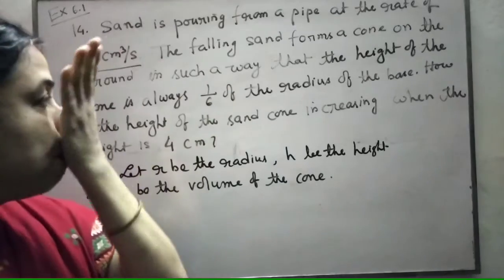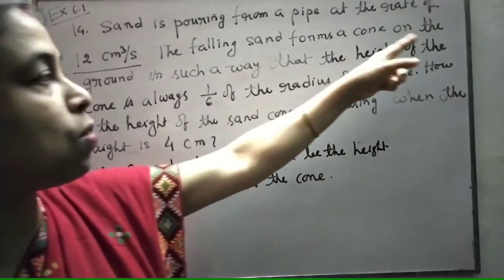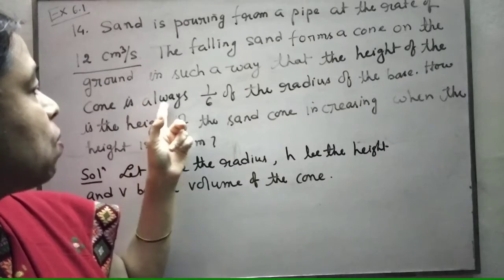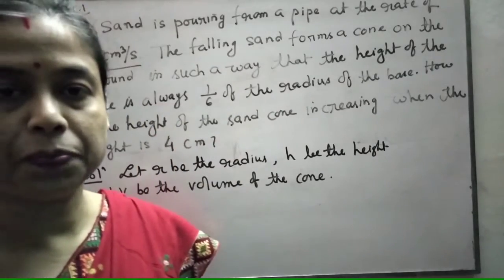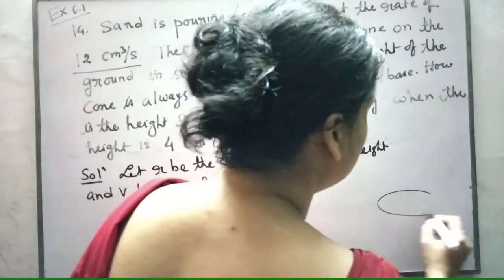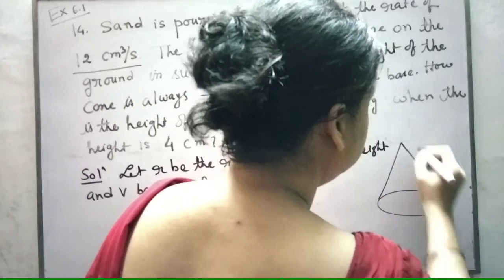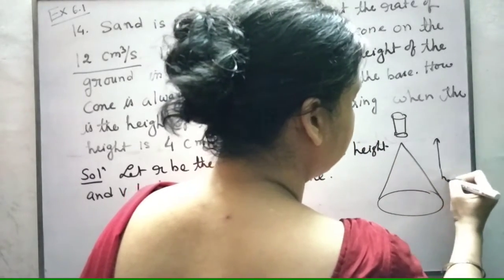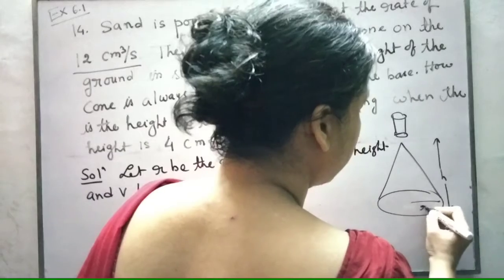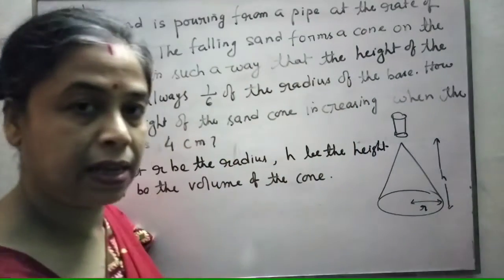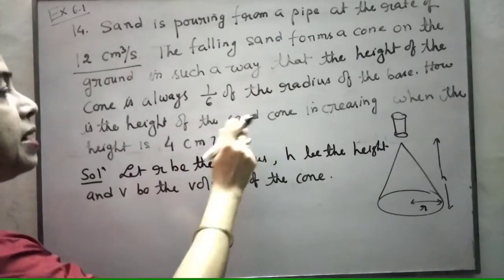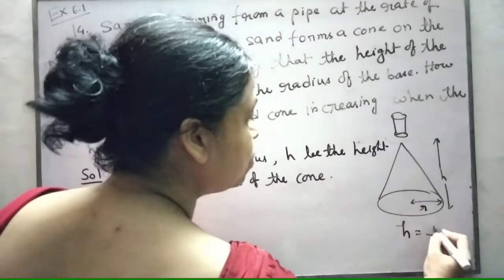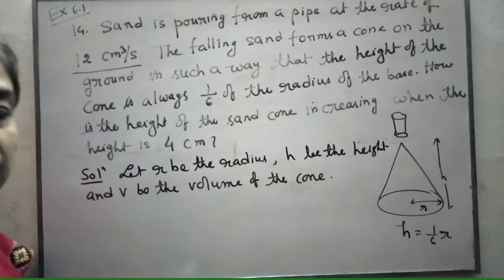Now, the next part: the falling sand forms a cone on the ground in such a way that the height of the cone is 1/6 the radius. You see, if this is your cone and sand is pouring from a pipe like this, this is the height, and suppose I have considered here an arbitrary radius of the base. Then it is given that the height is 1/6 the radius. That means this height h is 1/6 of r. This is given in the question.